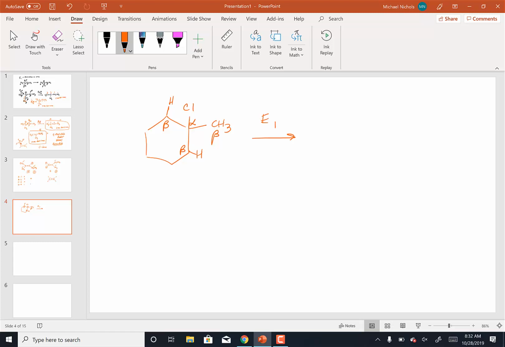Is that what people had? Any of those the same? Are they the same molecule? Which ones? A and B? So A and B are the same? Okay. They're the same product because basically they have the same name. They would be 1-methyl-cyclohexene.